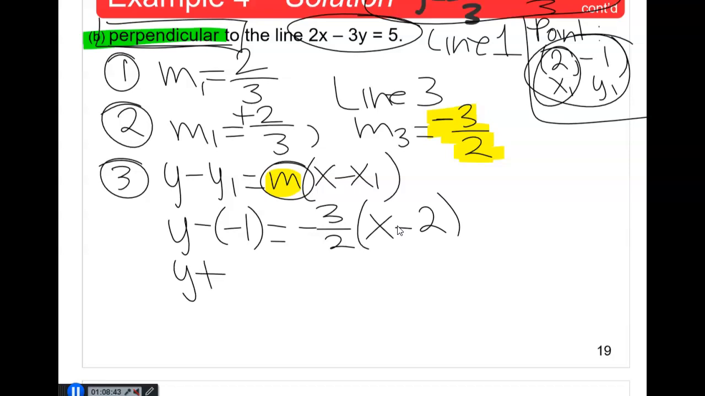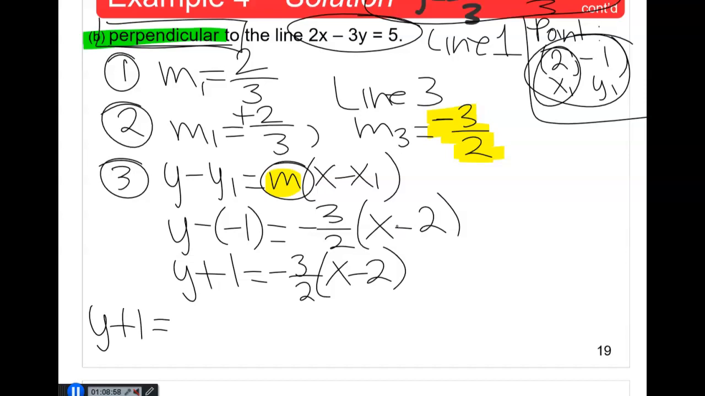Then we have y plus 1 equals negative 3/2 of x minus 2. So this will be y plus 1 is equal to, we distribute the 3/2 times the x. So negative 3/2 x. And then 3/2 times negative 2. So negative times a negative will be positive. 3 times 2 is 6. 2 times 1 is 2.